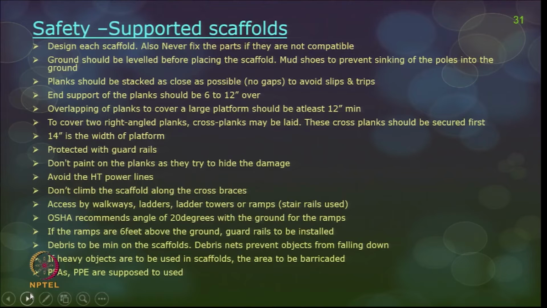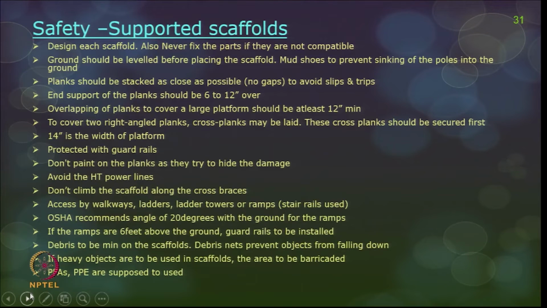And the planks should be stacked as close as possible, so that there are no gaps, in order to avoid slips or trips. And the end support should be at least 6 to 12 inches over, and the overlapping of planks should be at least 12 inches minimum and should happen only on the supports.